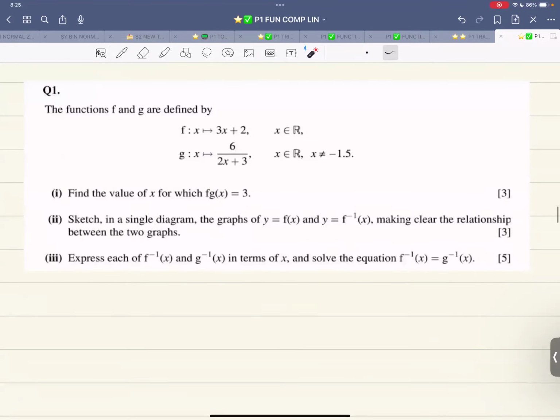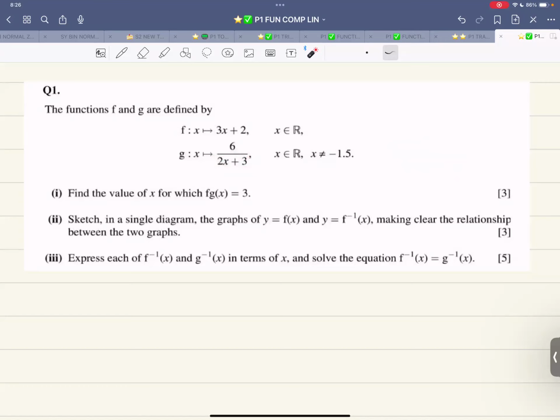Now let's do some questions from here. The functions g and f are defined by such and such. f(x), this is a straight line function. x is an element of real numbers. g(x), this is a reciprocal function. x is an element of real numbers. x should not equal negative 1.5. Why? Because if 2x plus 3 equals 0, if the denominator equals 0, the function is undefined. 2x is negative 3, x is negative 3 over 2. That is written over here. That means x could be any value except negative 1.5.